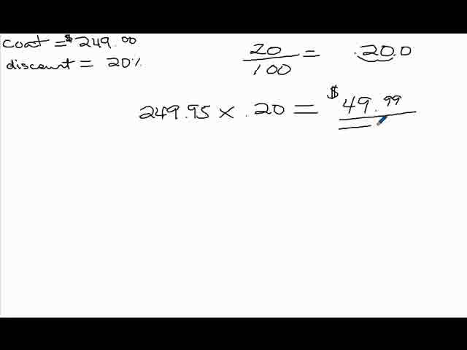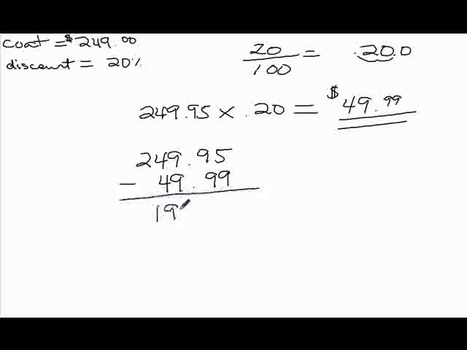This isn't the price that you're going to pay for the coat. That's the price you're going to get off. That's your discount. So the next thing we have to do is subtract. So we're going to take the price of the coat and we're going to subtract our discount, and that's going to give us $199.96.